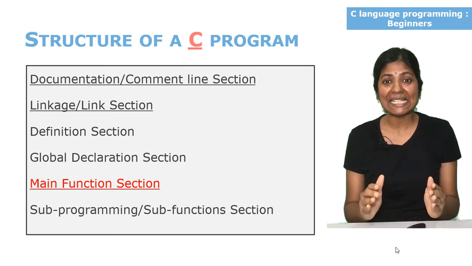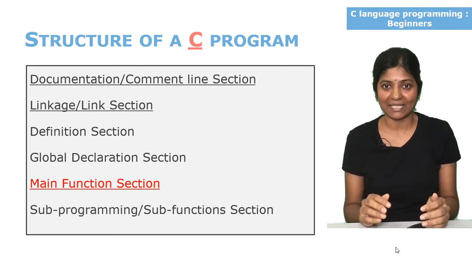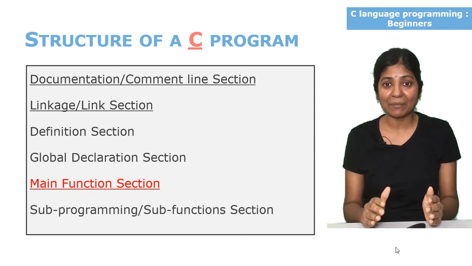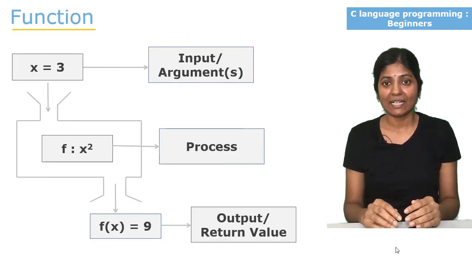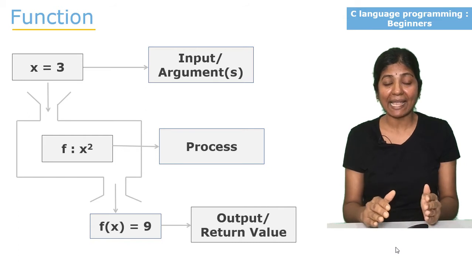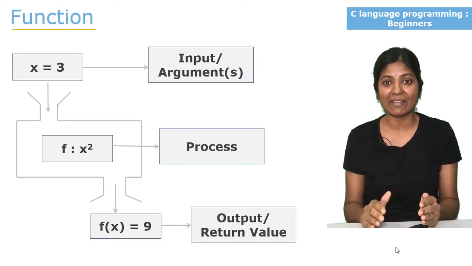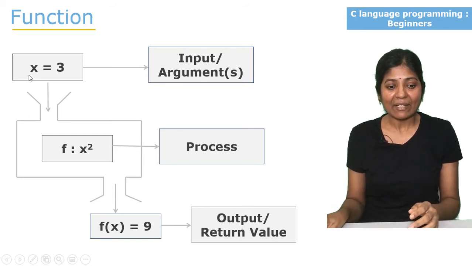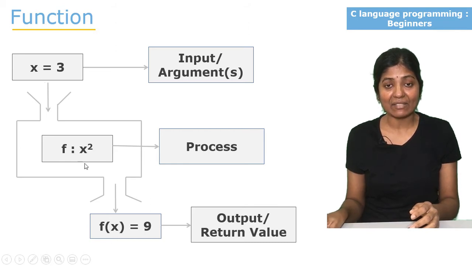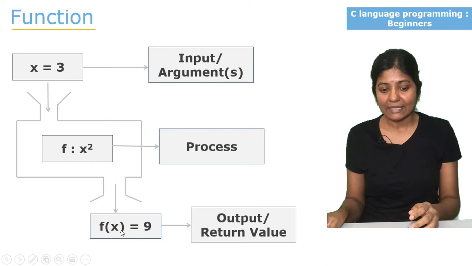A function in C is similar to a function in mathematics. Let's see a small function in mathematics, then we will see the main function section. Here is the example I take. I take a small function which is x square, calculating the square of a number. Here I have given x equal to 3. Then the function x square will give the result as 9, which is 3 square.